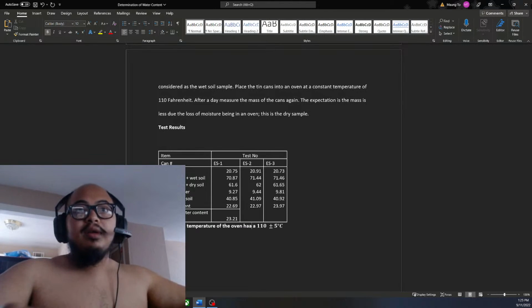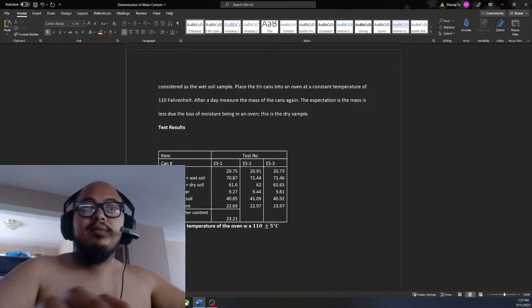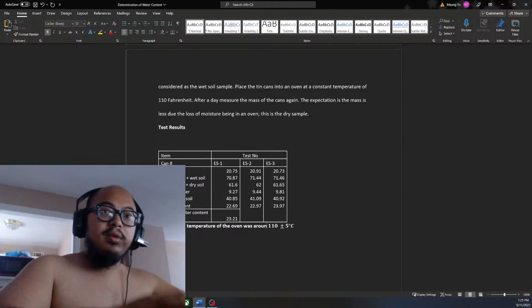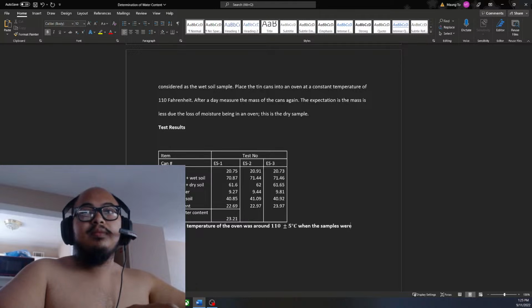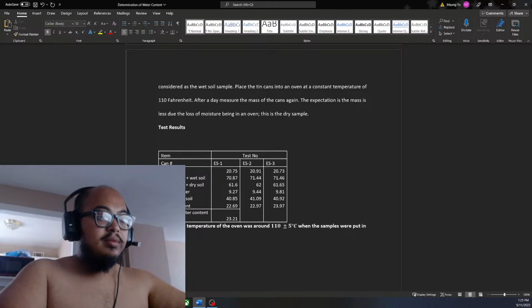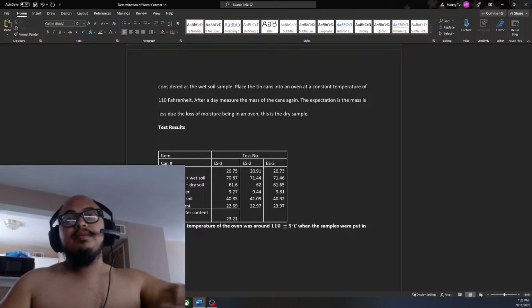The temperature was around, when the samples were put in the oven. Okay. Then I won't do that. That's boldface.